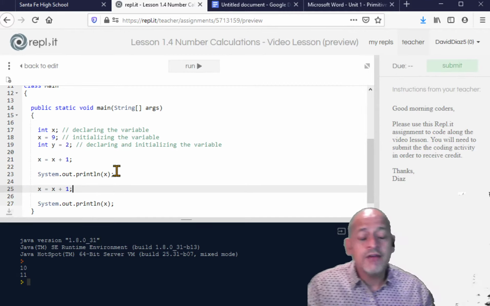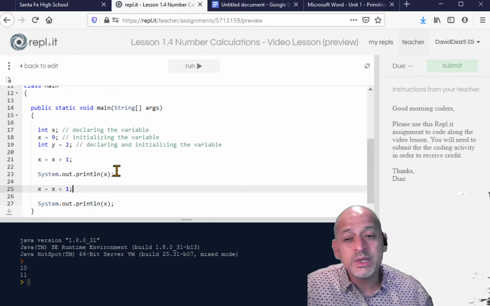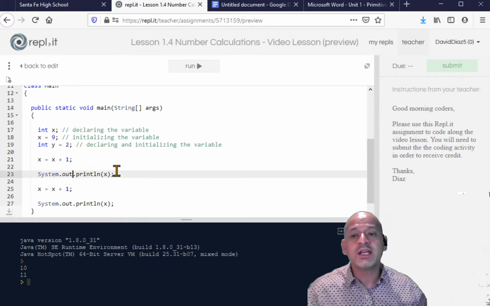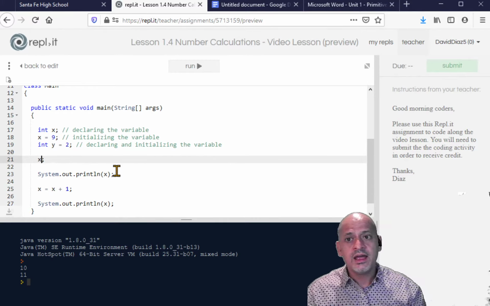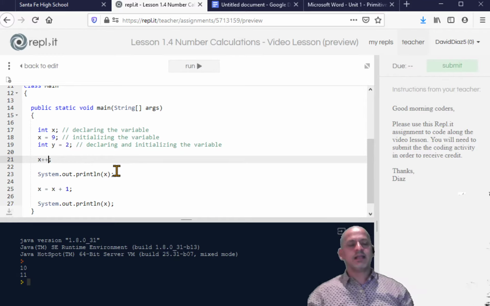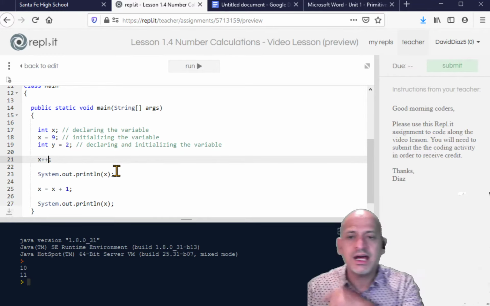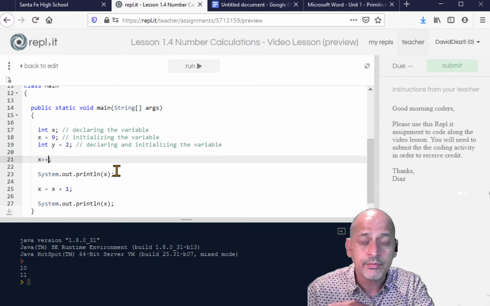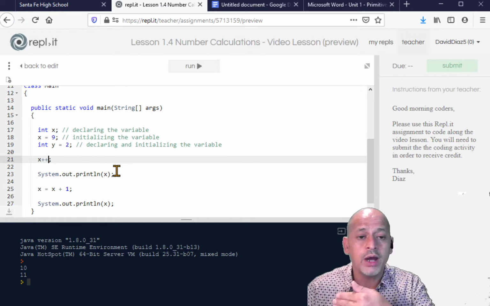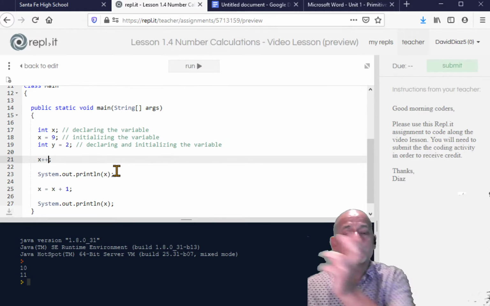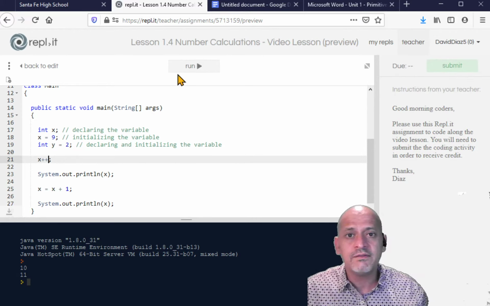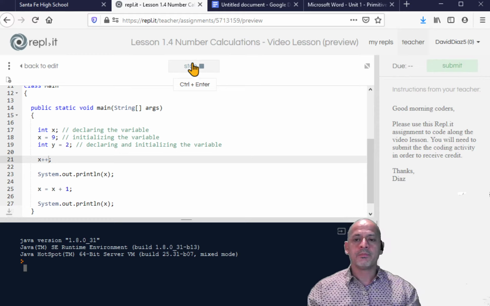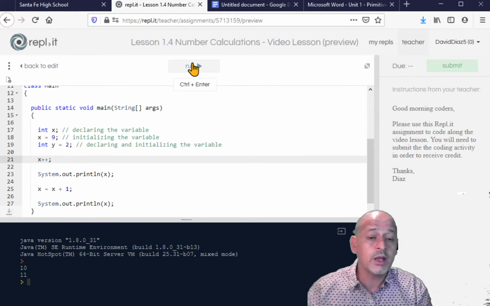And in Java, we have to do this so many times that we actually have a shortcut. We can have x plus plus. Those two statements are exactly the same. Whenever you want to add 1, it's going to store it back into x. Therefore, notice that if I run it, it gives us the same thing that we had before.